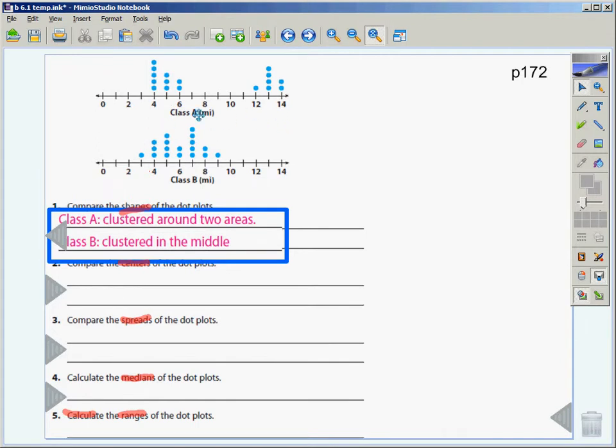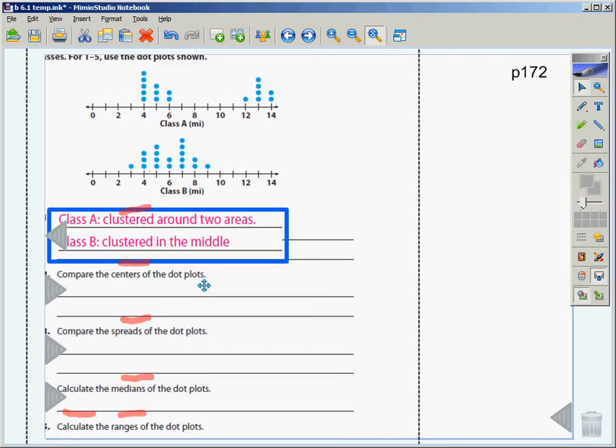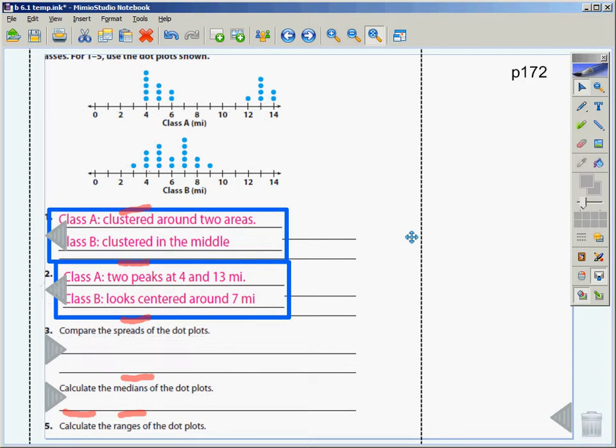How many centers does Class A really have? It really has 2. Although I could find the median, which might be in the middle here, is that median really going to have the same kind of value as finding what the center is of each cluster? No. There's probably not even any data at the true median. So, Class A has 2 peaks between 4 and 13. Class B is centered around what? Around 7.